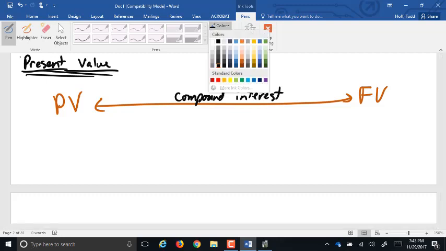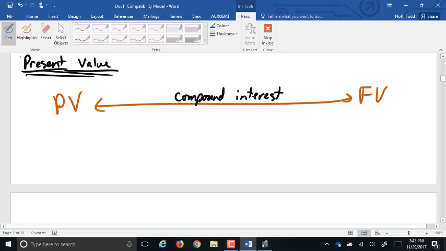Okay, so now we still have our timeline. At the beginning of our timeline, we start out with the present value. At the end of the timeline, we end with a future value. And in between, we have compound interest. However, now we're going to start looking at what if we know we need a certain amount in the future? We want to know what we would have to start putting away now.